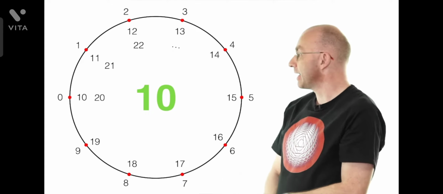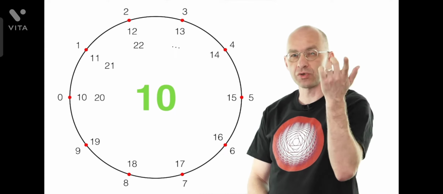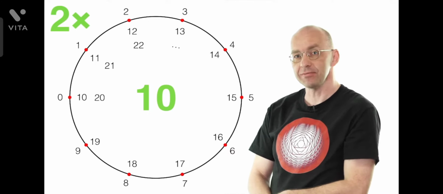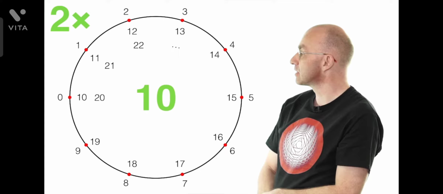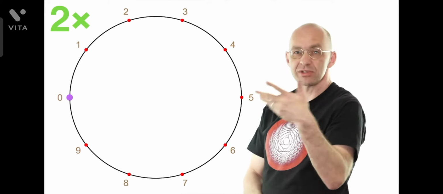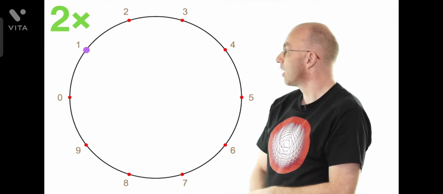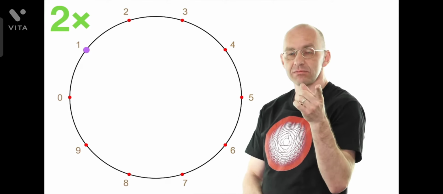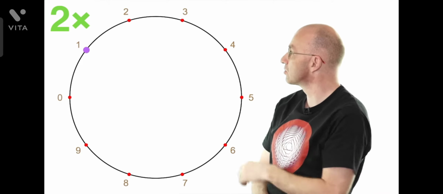And now we're going to do the 2 times table, and we'll start with 0. So 2 times 0 is 0. So 0 is the same thing, so we don't do anything. 2 times 1 is 2, so we connect the 1 to the 2.